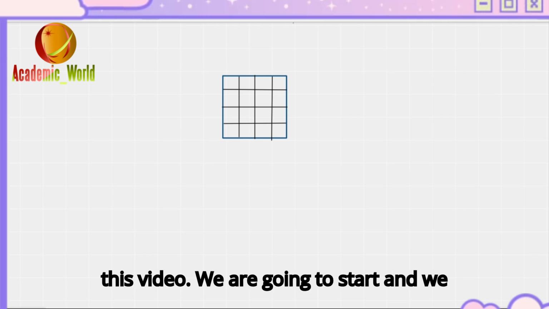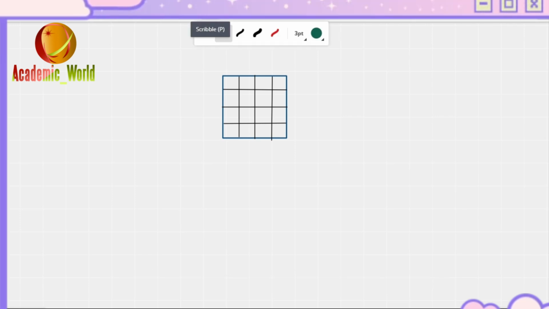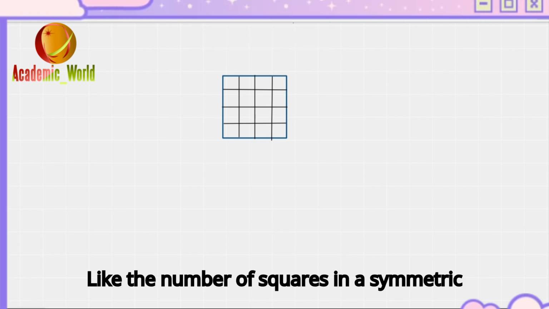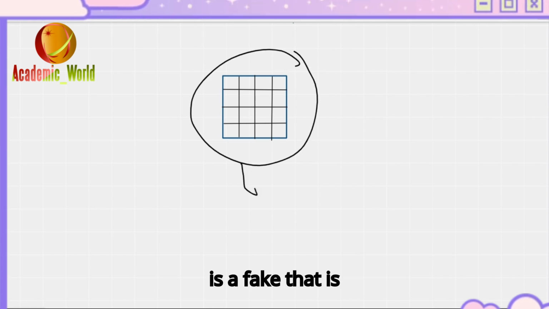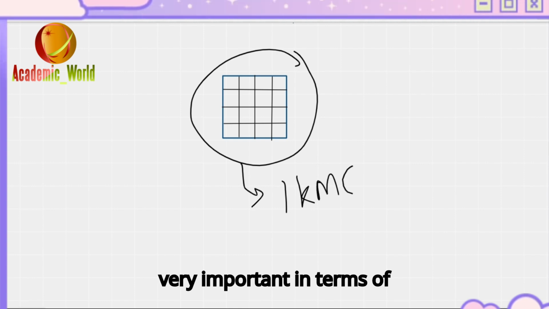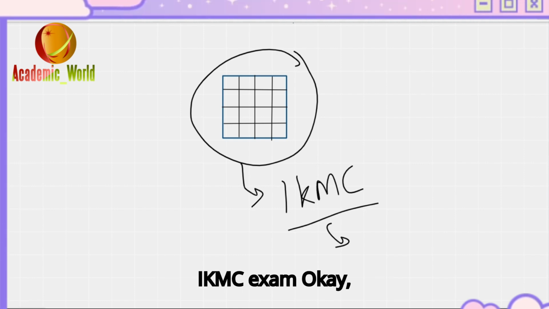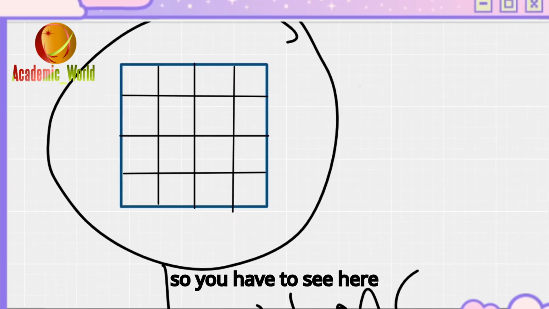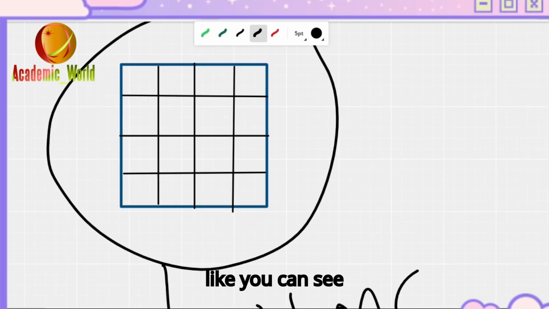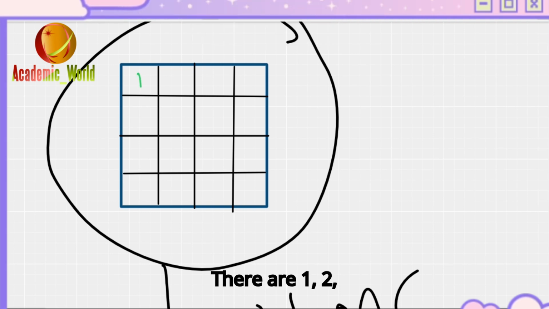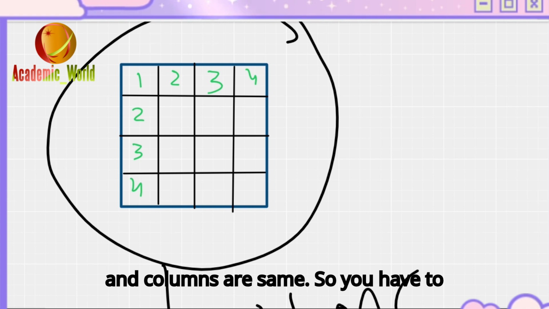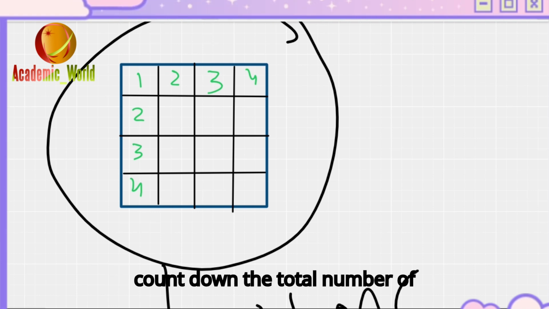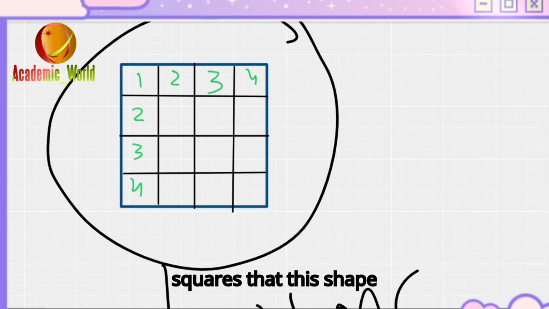Today in this video we are going to solve the number of squares in a symmetric figure. Okay, so you can see here is a figure that is very important in terms of the IKMC exam. You can see there are 1, 2, 3, 4 and 1, 2, 3, 4. It means rows and columns are the same, so you have to count the total number of squares that this shape contains.